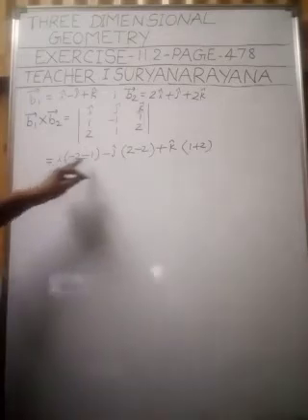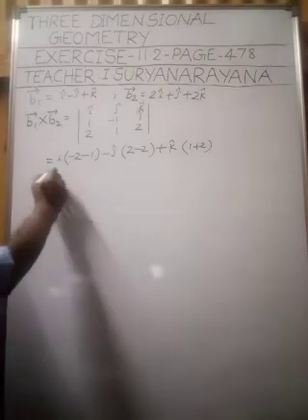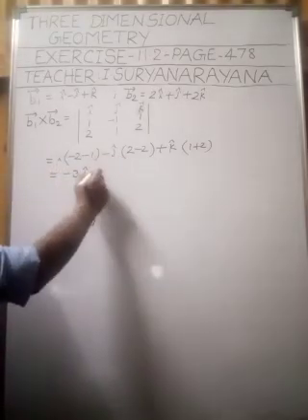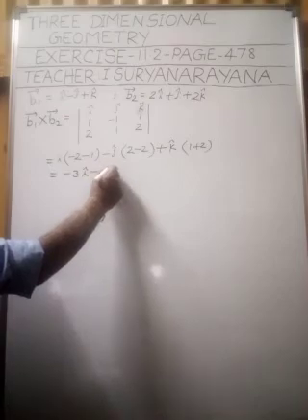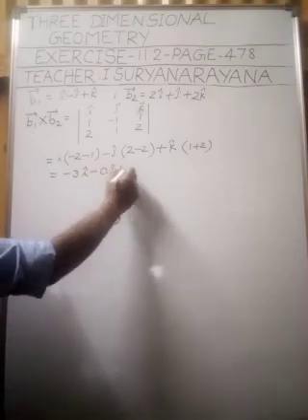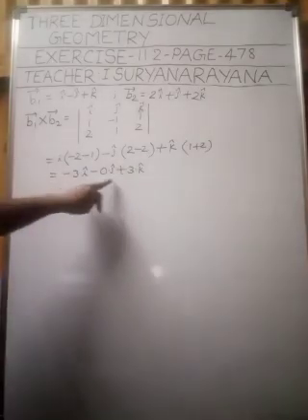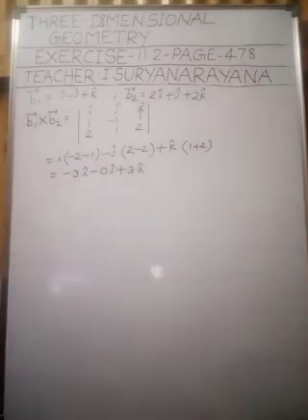Okay, my children, understood this step? Right. Then what do you get here? Minus 3 I cap, minus 0 J cap, plus 3 K cap. This is B1 bar cross B2 bar. Understood this step, my children?